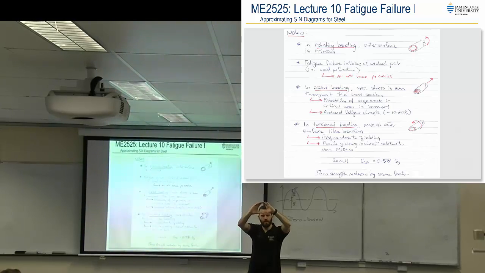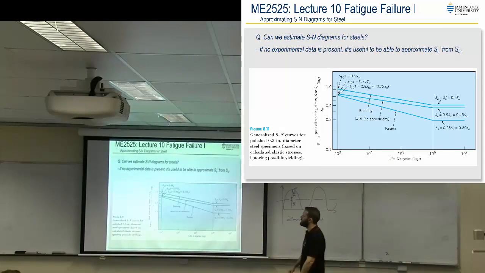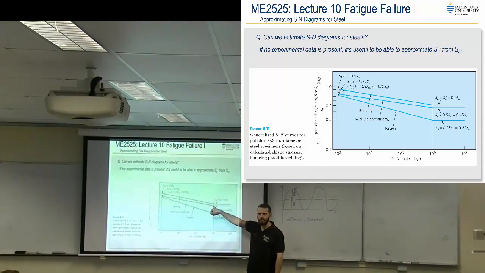Whereas for axial loading, the maximum stress is occurring everywhere. The probability of you hitting one tiny little microflaw when the maximum stress is everywhere is higher than the probability when you've only got it just around the outside. So the probability is higher that you're going to hit a microflaw with axial loading. And that's why, when we actually test the stuff, we see less endurance limit in axial loading.